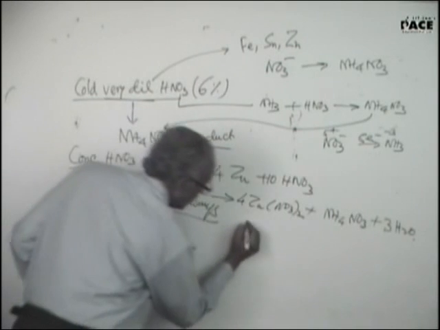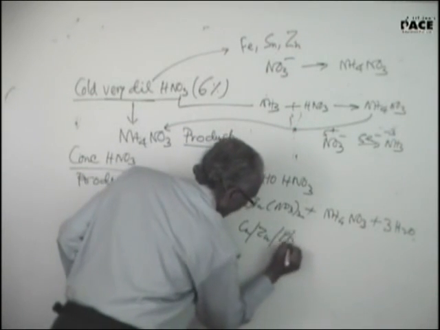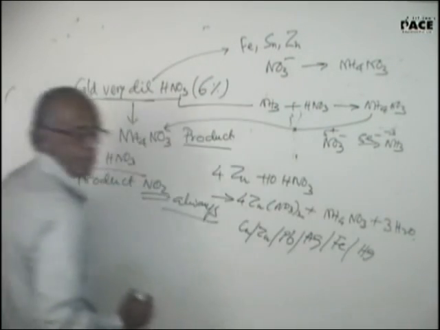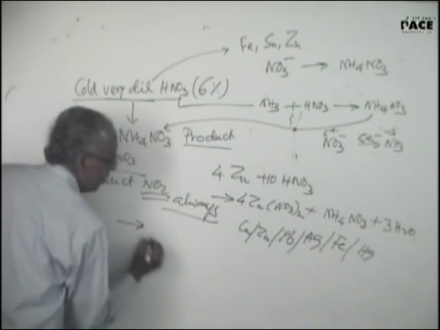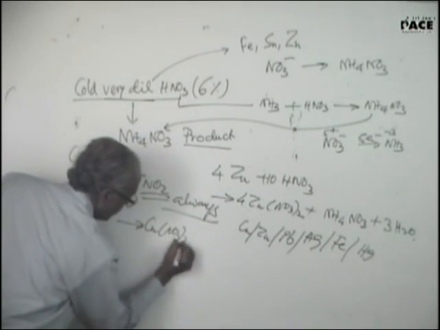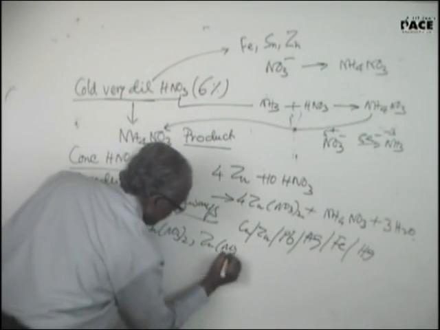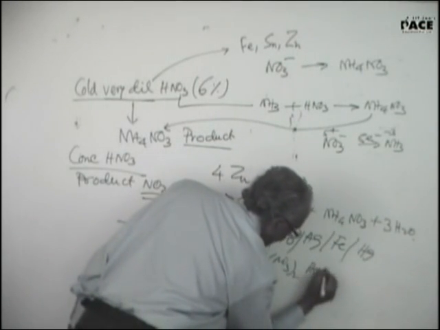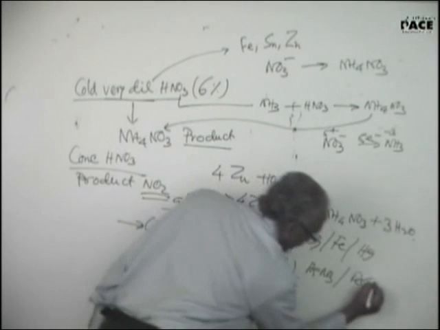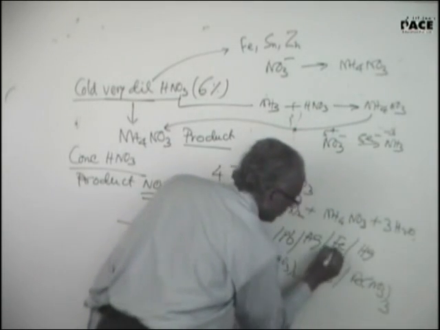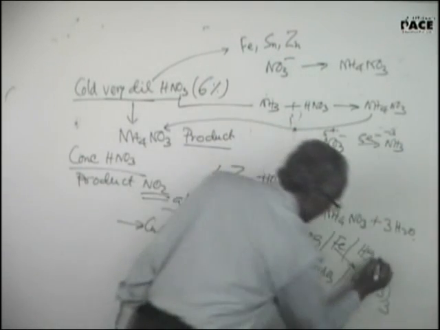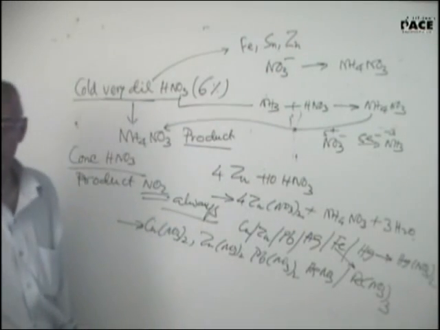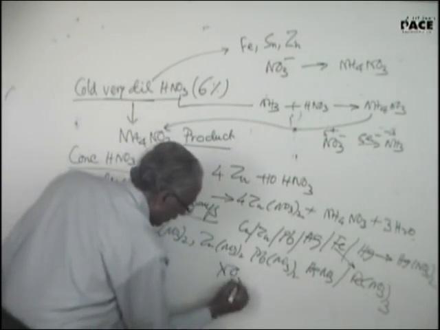So copper, zinc, lead, silver, iron, mercury will give me copper nitrate, zinc nitrate, lead nitrate, silver nitrate, ferric nitrate, and mercuric nitrate. And always the product is your nitrogen dioxide.